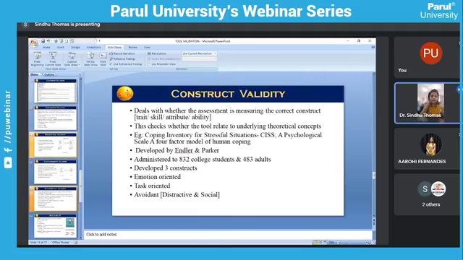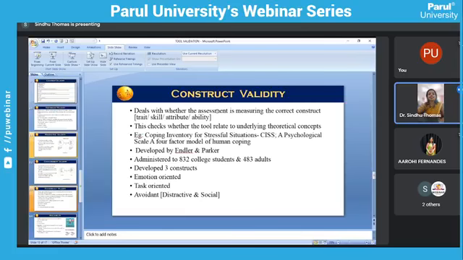I put it with an example: the Coping Inventory for Stressful Situations, that is CISS, is a psychological scale, a four-factor model of human coping. That means how a person copes with any kind of stress. This is the CISS model given by Endler and Parker. This tool is a developed, validated, standardized tool.